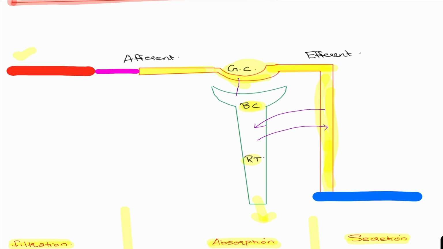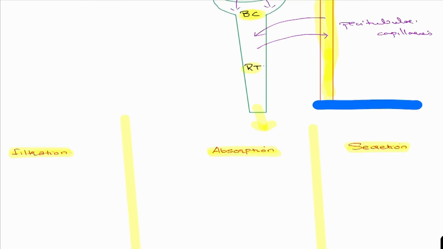So basic filtration takes place from the glomerular capillaries into the Bowman's capsule, whereas reabsorption and secretion take place from the peritubular capillaries, that is, the capillaries around the tubules. Simple. Peritubular capillaries. So just understand that. Further, I'll give you more understanding as we go on.